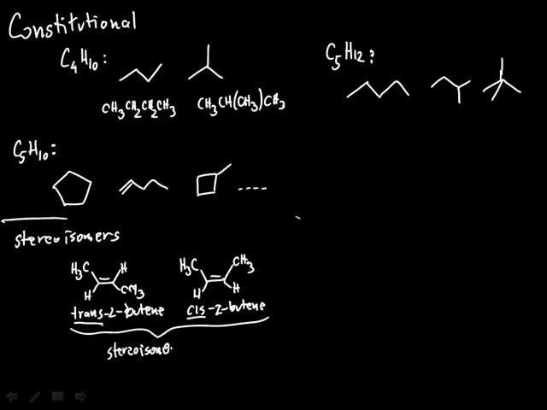Now it's important to note that for the same molecular formula, you can have both stereoisomers and constitutional isomers. So if we have this compound, which has CH2 and then 3 more, this has the same number of carbons and the same number of hydrogens as these two compounds. But it doesn't differ only in the orientation in space. It differs in bonding sequence as well. So these are constitutional isomers of each other.